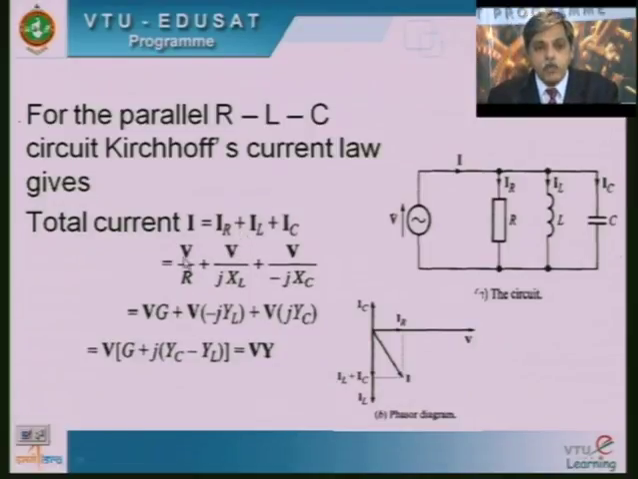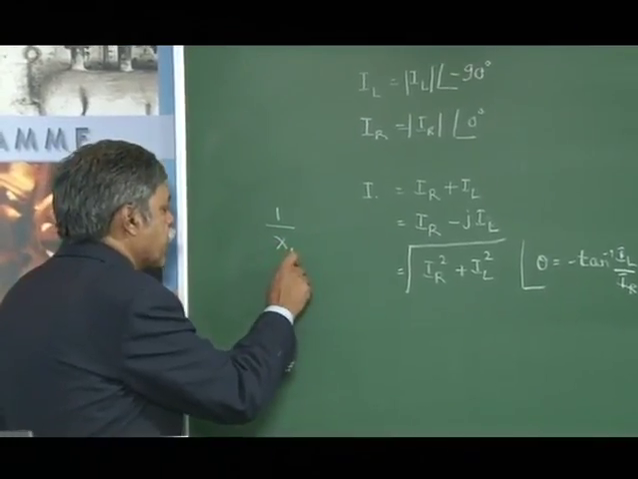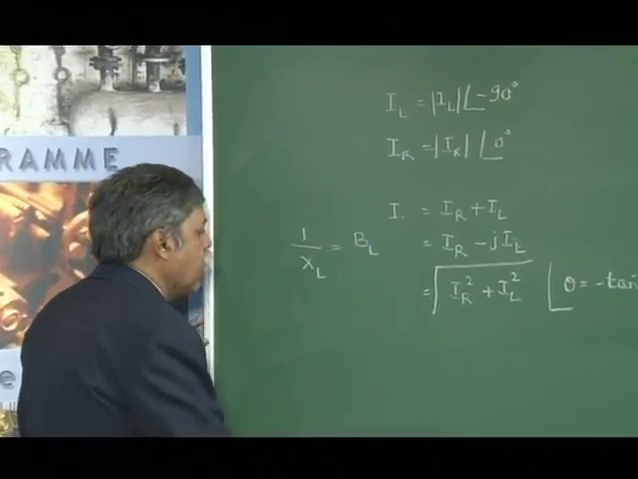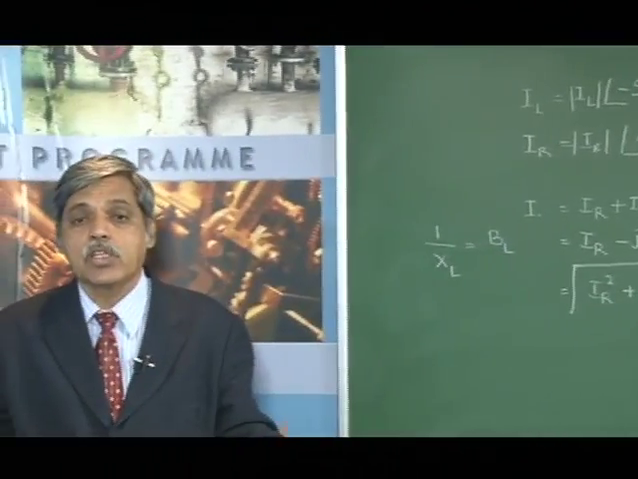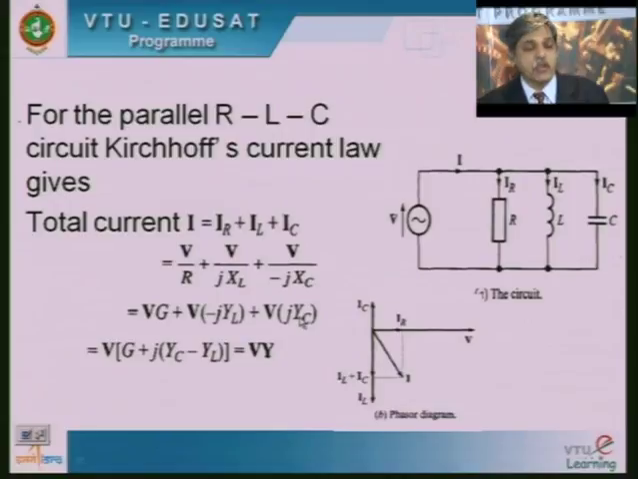Now, 1 by R I can write as a conductance, and 1 by J XL I can write as minus J into YL. This YL is the admittance. Or you can also write BL, because 1 by X is equal to B. The reciprocal of the inductive reactance is the inductive susceptance BL. So instead of YL you can write BL, and similarly instead of YC you can write BC. That B stands for susceptance and the suffix C says it is due to the capacitance.